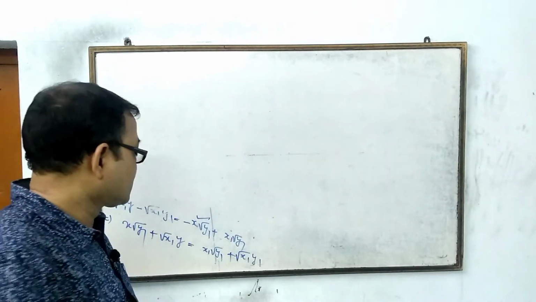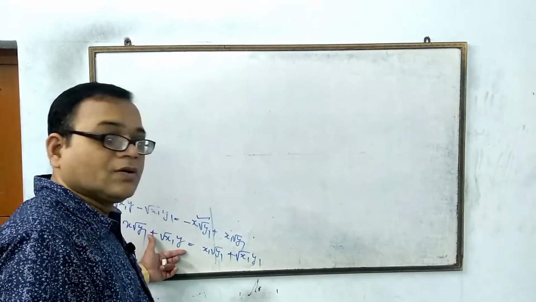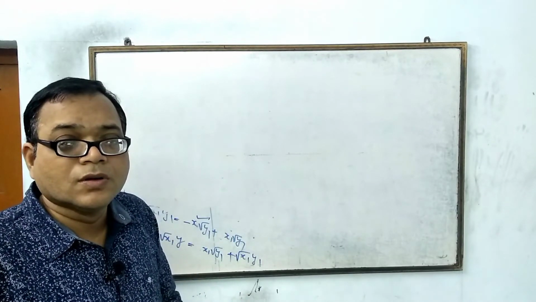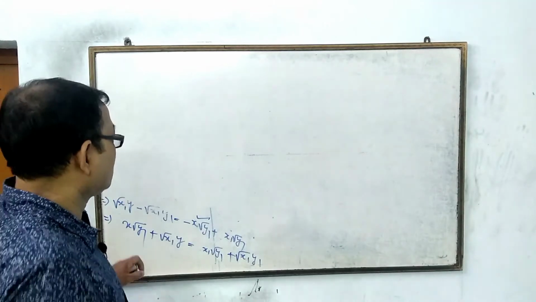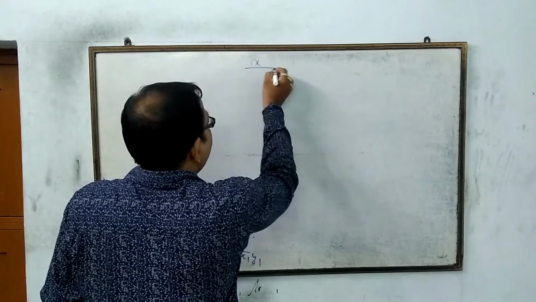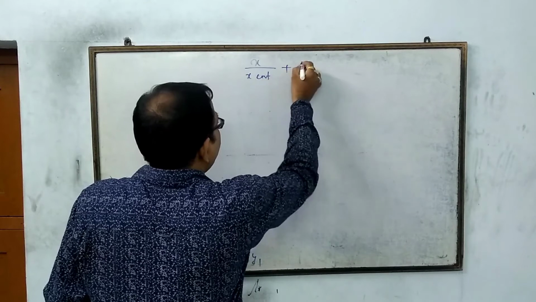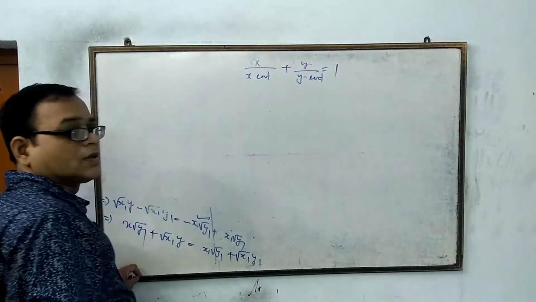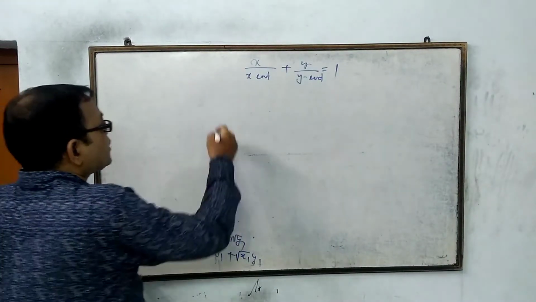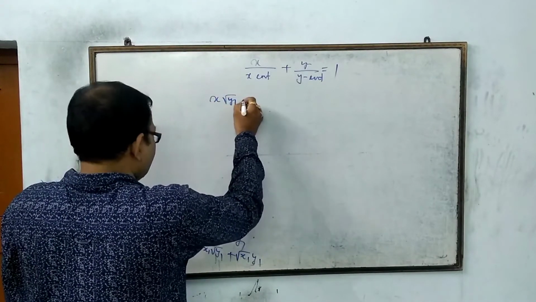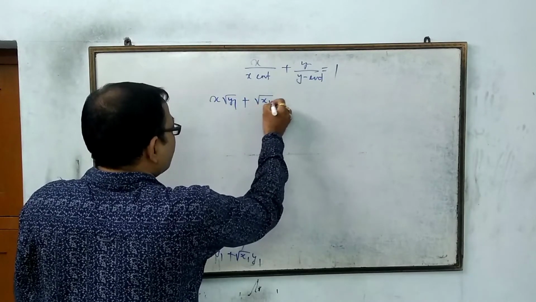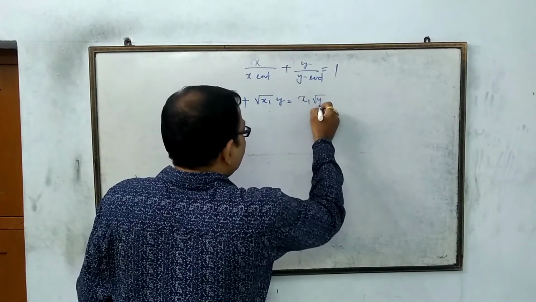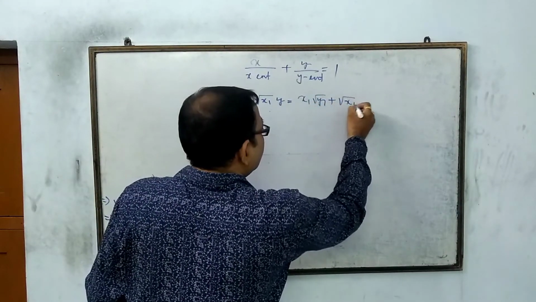So it is the equation of a straight line. We have to convert the equation of a straight line into intercept form. What is intercept form? x upon x-intercept plus y upon y-intercept is equal to 1. Then what will we do now? x root over y1 plus root over x1 y is equal to x1 root over y1 plus root over x1 into y1.